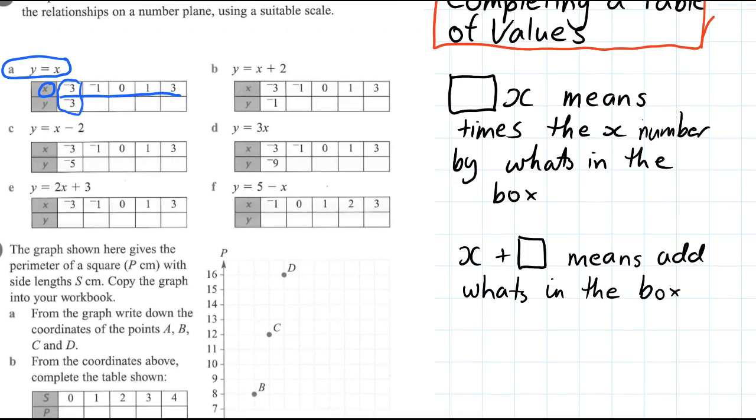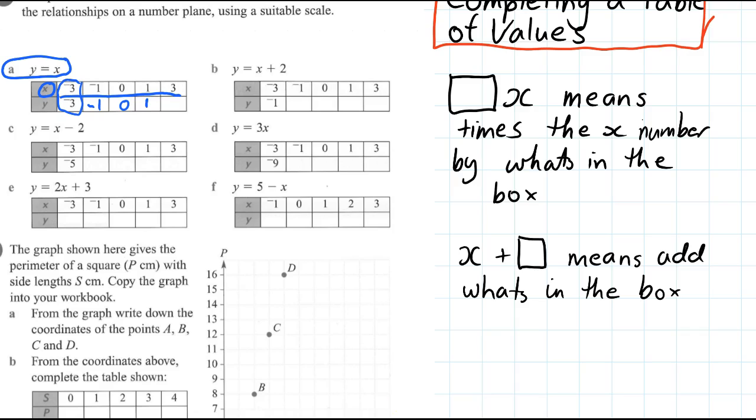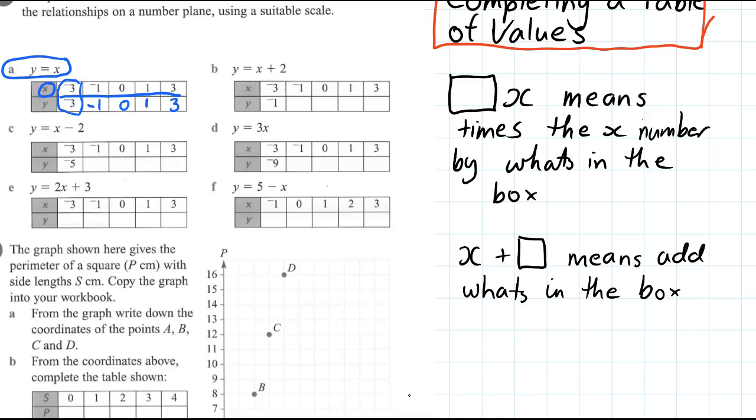Then we've got minus 1. Well, what number is the same as minus 1? Minus 1. What number is the same as 0? 0. What number is the same as 1? Or tricky one, 1. And what number is the same as 3? 3. Okay, that's a relatively simple instruction because there's no calculation, but hopefully this can show you how x equals y can become an instruction that can let you fill in the table.